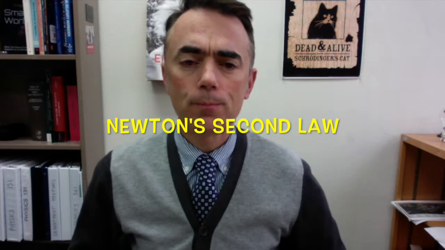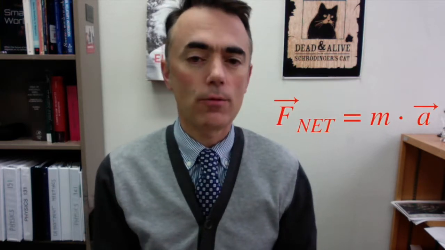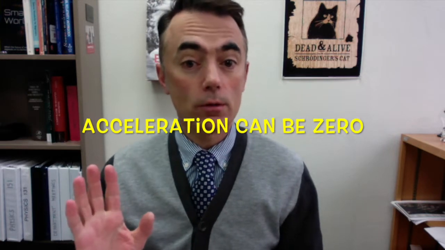Once we have the drawing of the free body diagram, we can apply Newton's second law. Remember, it says that the net force acting on an object is equal to the mass times its acceleration. So, knowing all the external forces acting on the object allows us to calculate the acceleration of the object. If we know the initial conditions, its position and velocity at an instant of time, we can predict the future motion of the object. Keep in mind that the acceleration can also be zero.